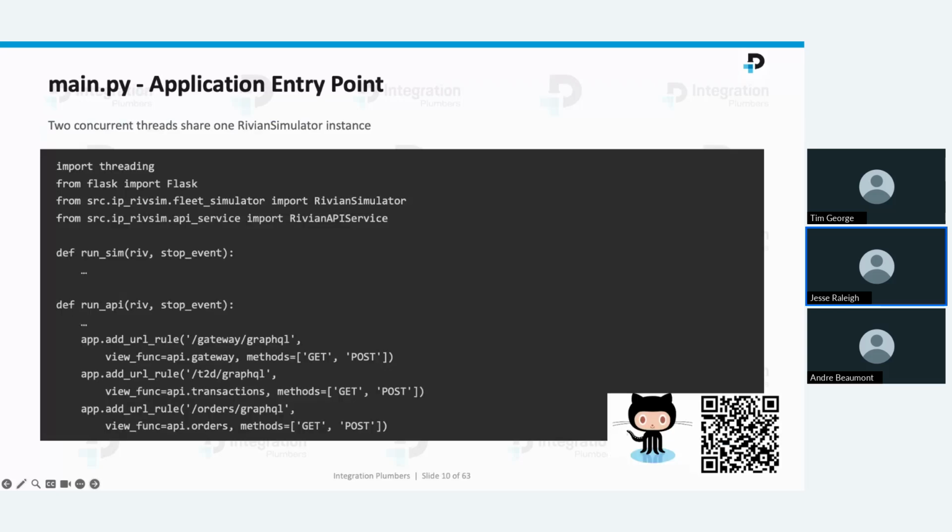The two functions here, runSim and runAPI, are the entry points into the two threads we create. They share an instance of the Rivian simulator class and the stop event object from the Python threading module. We have to use a bit of a non-standard approach to hooking our routes into the Flask app. We're binding the routes to an instance of the API class, which precludes us from using the normal decorator pattern you may be familiar with if you've used Flask previously. In all other ways, the Flask app behaves normally.